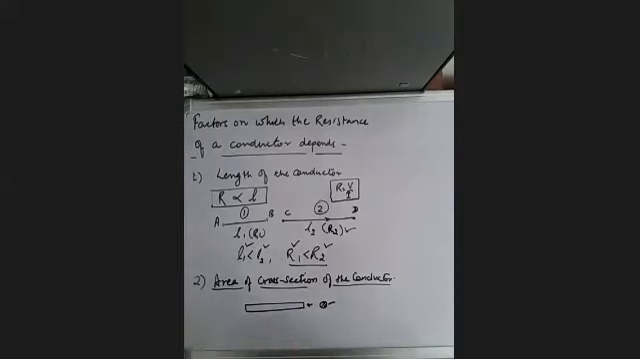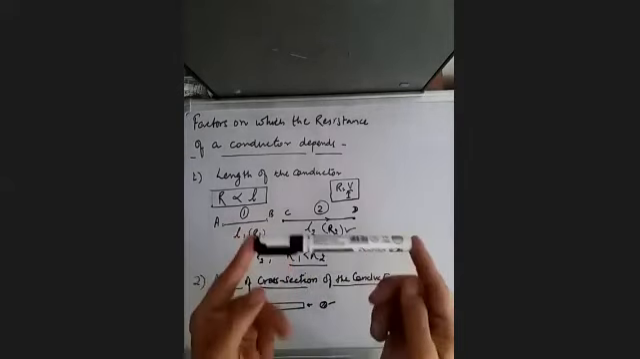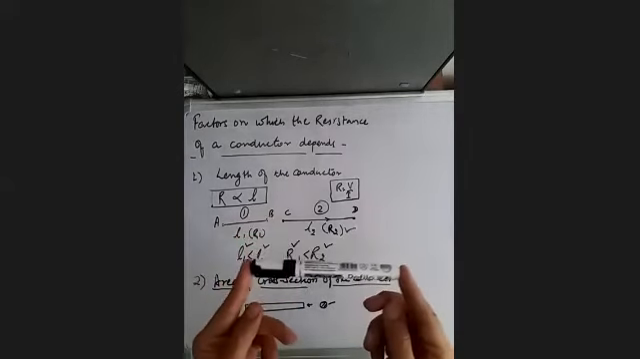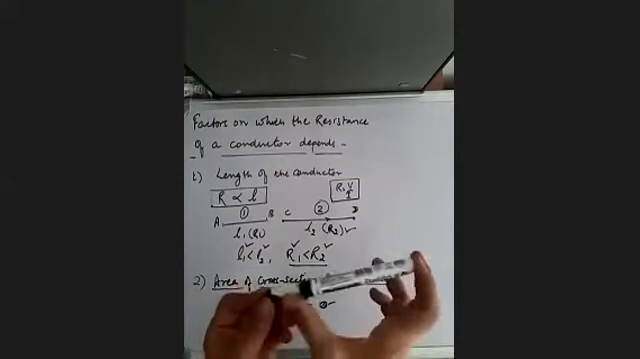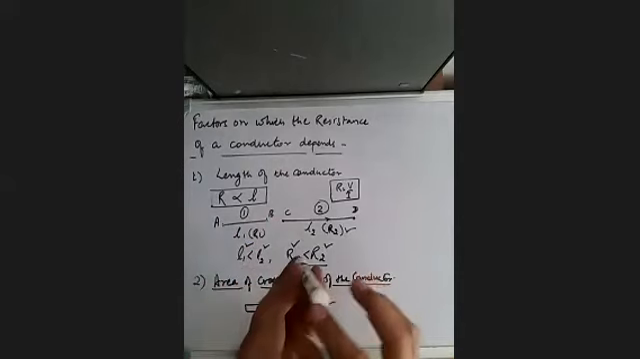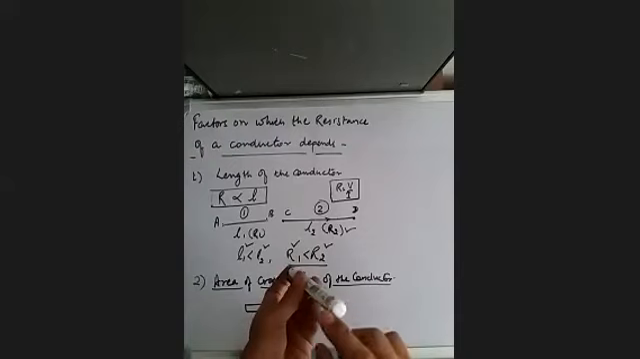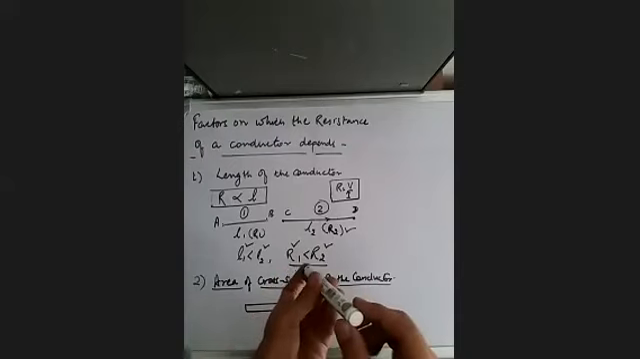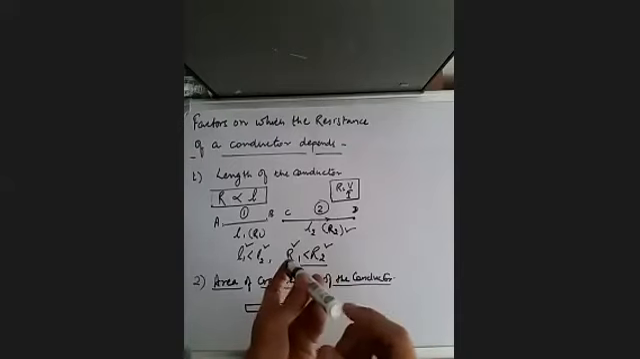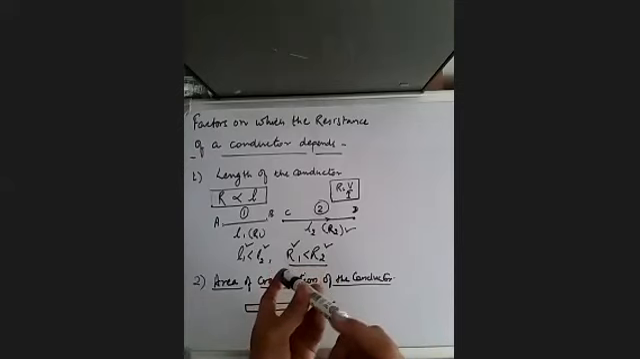For example, this is a pen. Suppose this is a conductor made up of some metal. This is length, and this will give you the area of cross section. So this is a cross section and its area. Okay, so because generally wires are also cylindrical, we can find out the area of cross section of a cylinder by pi r square, where r is the radius.